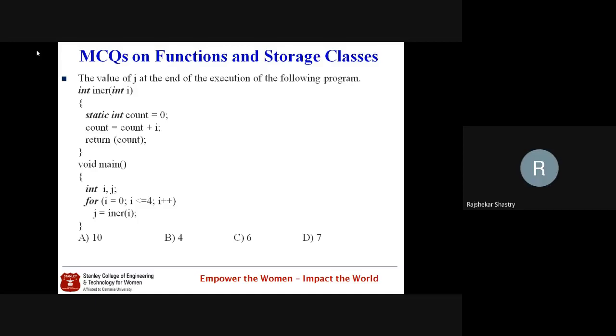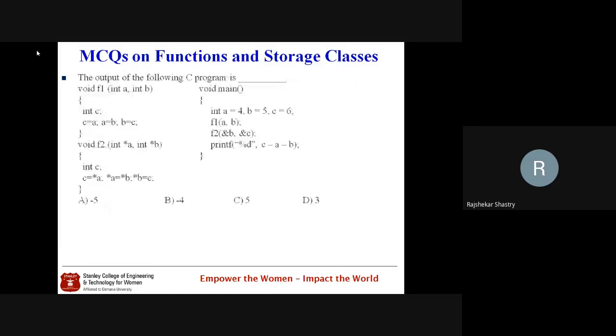So by that time, i less than or equal to 4 is the last iteration. At the last iteration, we got 10, which is written in j. So let us check. The answer is 10. Why? Because count is not an automatic type variable, it is a static type variable, which retains its updated value. Finally, at the fourth iteration, the final j is 10.